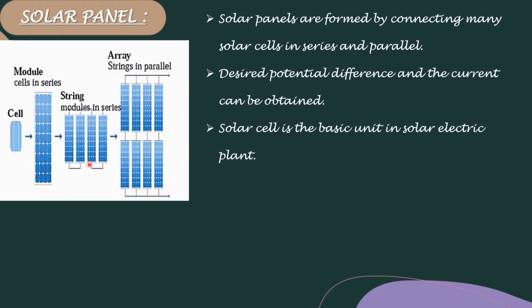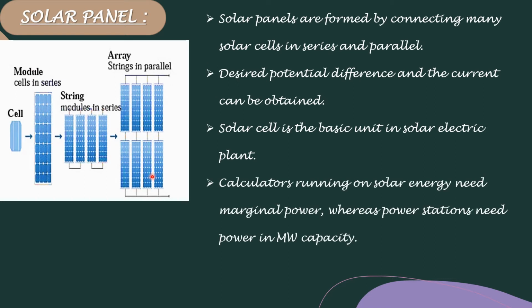Many solar panels connected in series form a solar string, and many solar strings connected in parallel form a solar array. And as we can obtain as much electrical power as needed, they are used in applications which need marginal power to power stations of megawatt capacity. For example, calculators that run on solar energy.